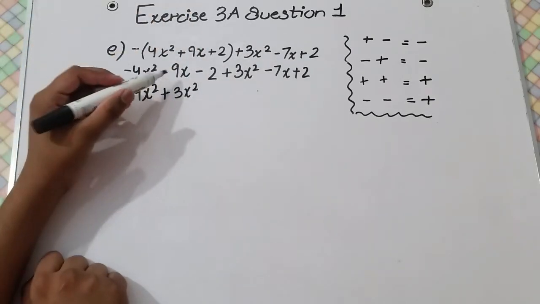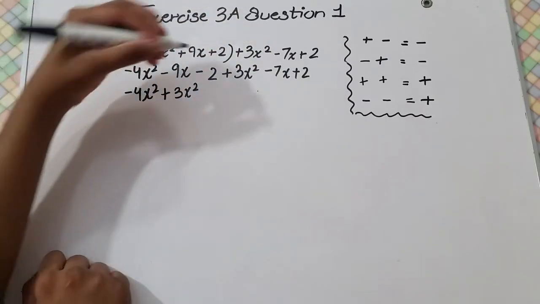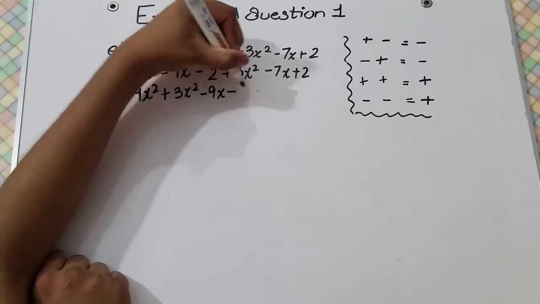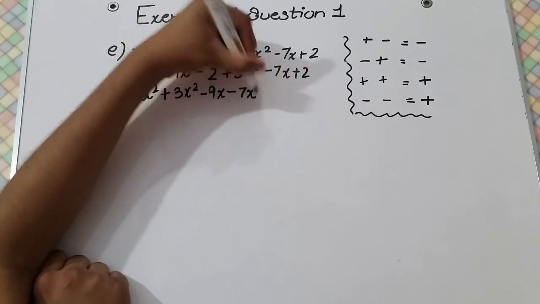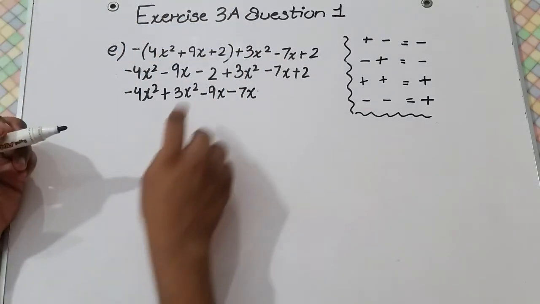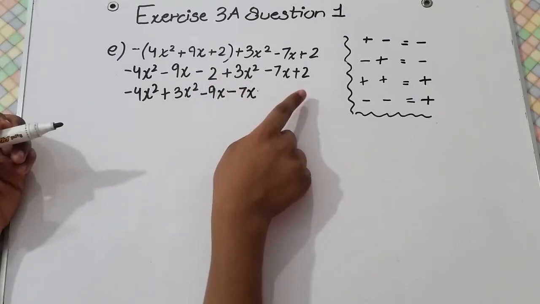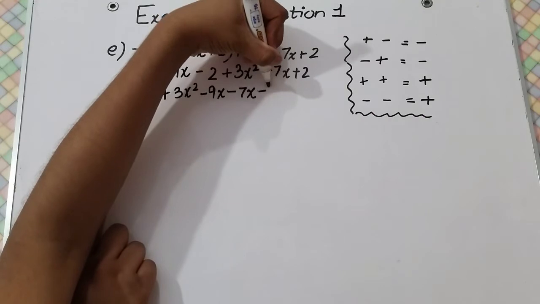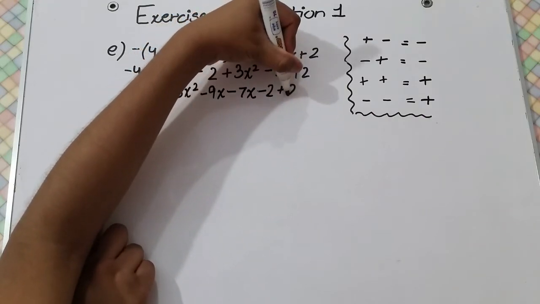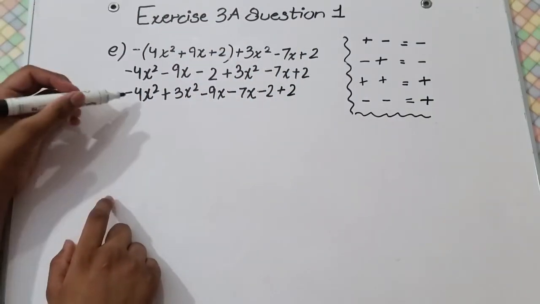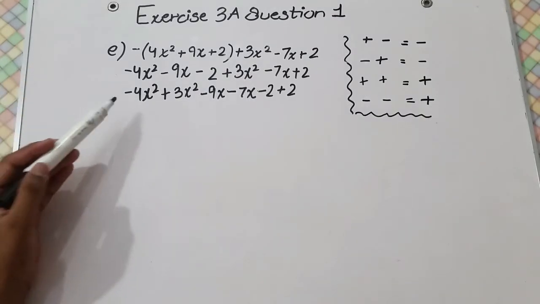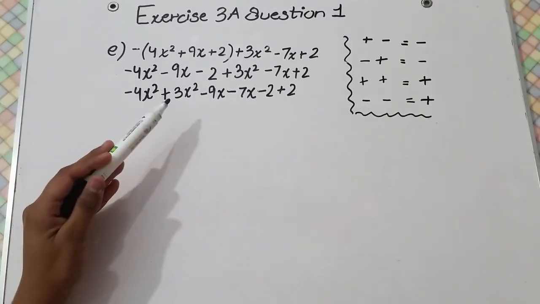Then we are having minus 9x and minus 7x. So minus 9x minus 7x. Now we are having minus 2 and plus 2. So we are going to write minus 2 plus 2. Now we are going to simply solve the expression, that is minus 4 plus 3x.